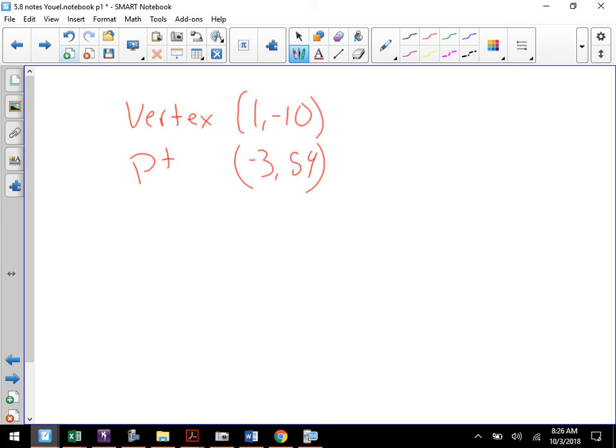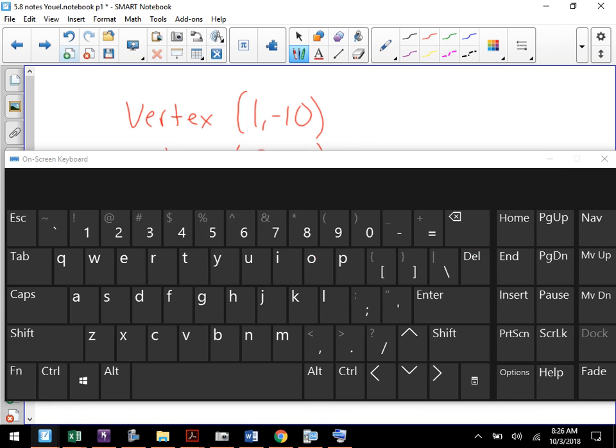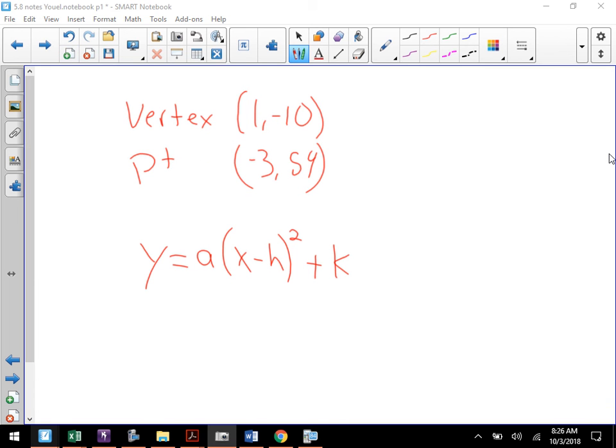Okay. So the first thing you want to do when you have a point and a vertex is write out vertex form. Vertex form is y equals a times x minus h quantity squared plus k. What I want you to think of is that you have 5 variables in that form: y, a, x, h, and k. There are 5 of them, and you solve for the a. So when you have your vertex and your point, label it: h, k, x, y.